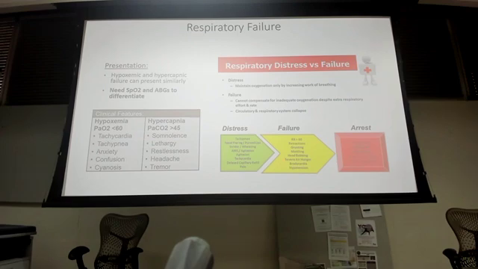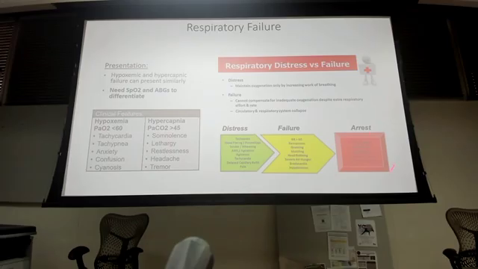Anybody ever heard the term air hunger? What is that? Yeah, it's like a psychological effect, like everybody's had it on a PT test, right? At the end of it, you're trying to get breath. It's that feeling of you're not getting enough air, you're suffocating. It could be anxiety, it could be a physiological effect. But distress, that's the early warning, right?